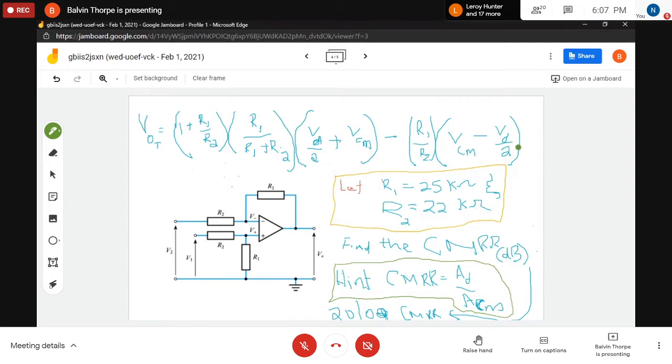So now that you know that it's already been equated, how do you go about finding it? Plugging it into the formula, sir. So ACM is negative R1 over R2, and AD is 1 plus R1 over R2 times R1 over R1 plus R2. Is that right, sir?